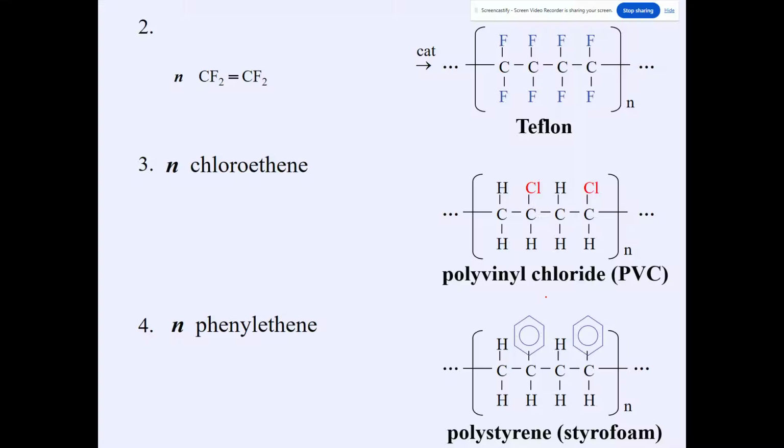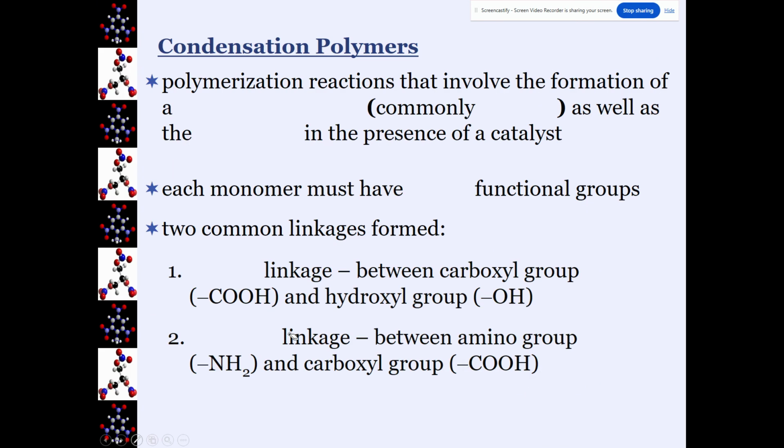So if you were given the product and you wanted to figure out the reactants, you would just split it in half and put a double bond between those carbons. Okay, they also don't only have to be ethenes. These were all ethenes. They could also be a propene. You're going to break the double bond and join the carbons together where the double bonds broke. Okay. So that is addition polymerization.